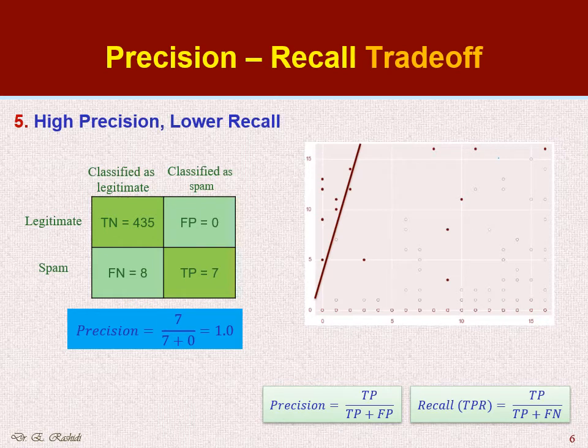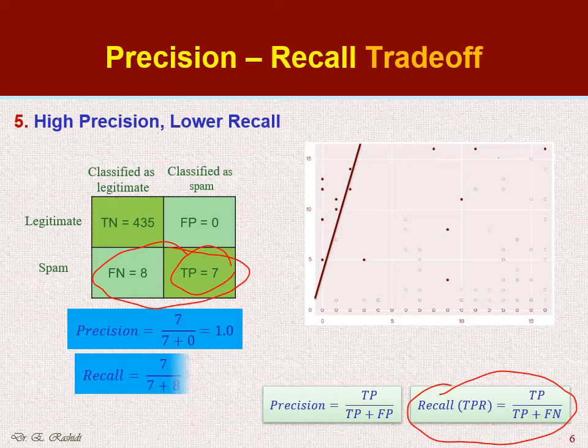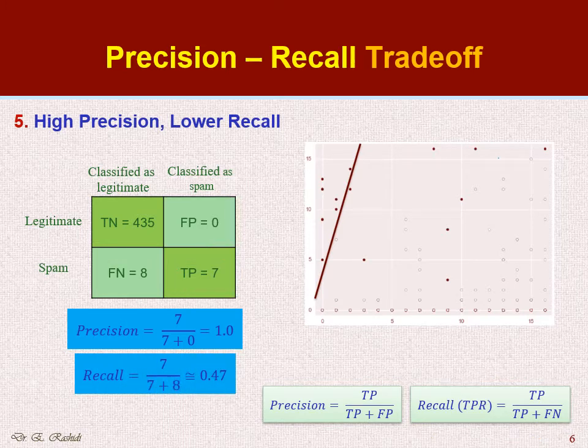On the other hand, if we compute recall using this formula, it would be true positive, which is 7, divided by true positive plus false negative. So it would be 7 divided by 7 plus 8, which is 7 divided by 15. And that's 47%. So as you notice here, our precision increased compared to our previous setting, and the recall decreased.